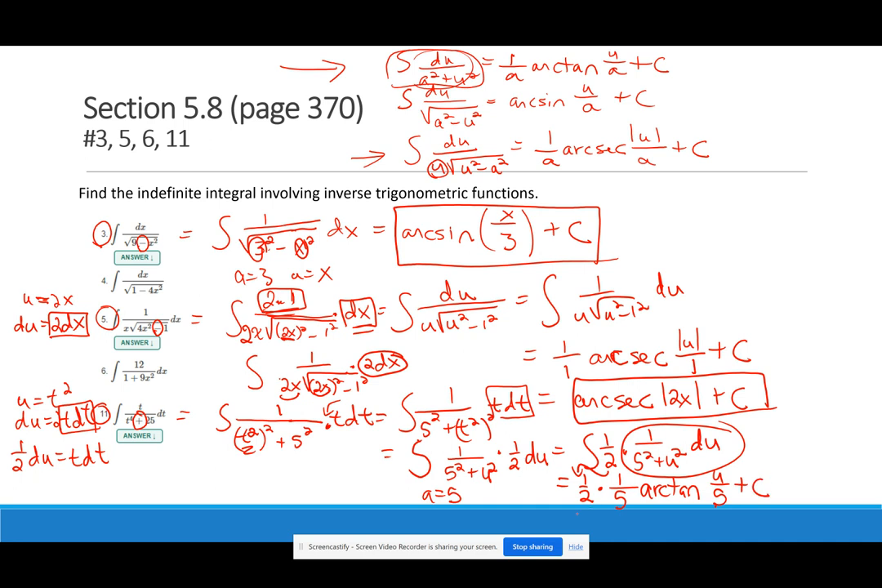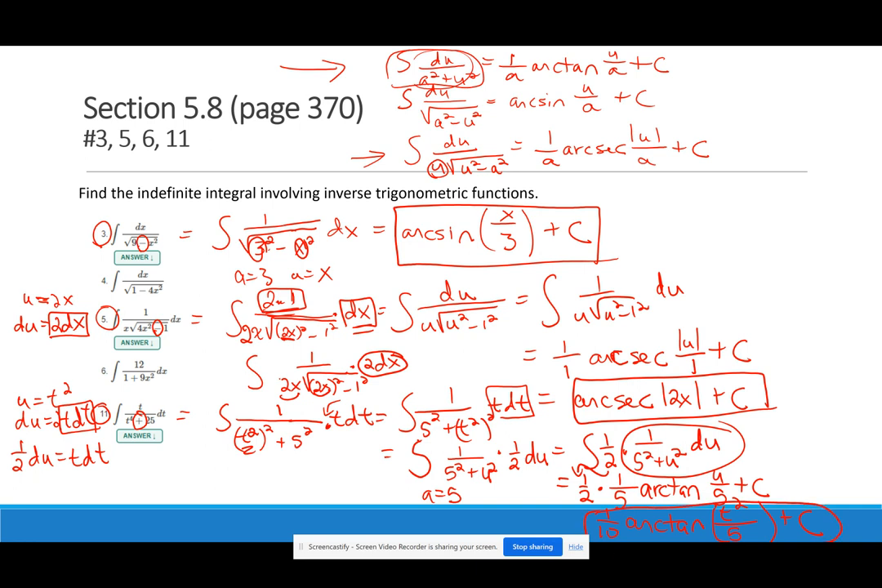And then my final step, if I can squeeze it in on this blue part, would be 1/10, 1 over 10, arctan. Put the t back in, so that would be t squared in place of the u over 5 plus c. And then that would be my final answer. I hope you can see that.